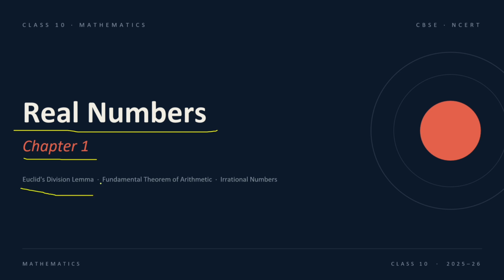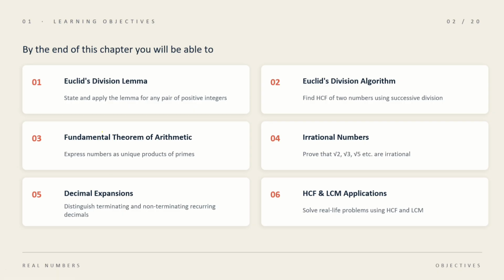In this video we will know about the Euclid division lemma, the fundamental theorem of arithmetic and irrational numbers. We will first know about the Euclid division lemma. Okay, let's change the color of the pen. Euclid division lemma, and the second one is Euclid division algorithm.